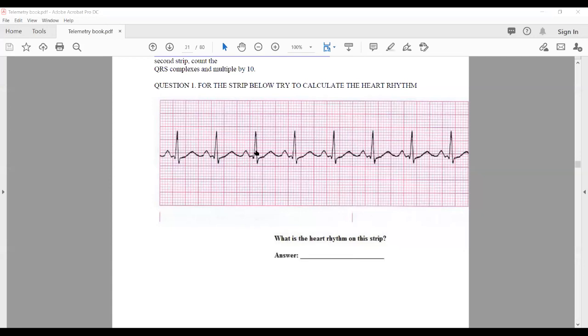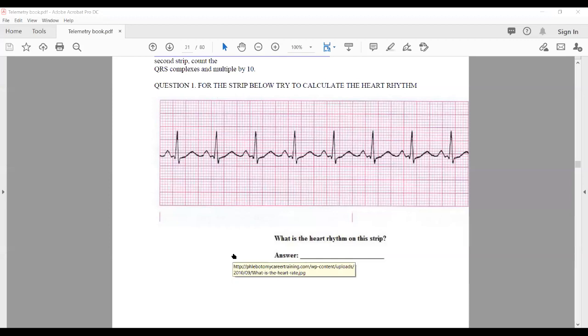Let's do it this way too, shall we? Let's see if we can count big boxes. So this is one big box. This is two big boxes. We need 5 small squares to make the third big box. And I've got 1, 2, 3, 4, 5. So 3 big boxes, right? So 3 big boxes into 300 gives me 100. So the heart rate is 100 beats per minute.